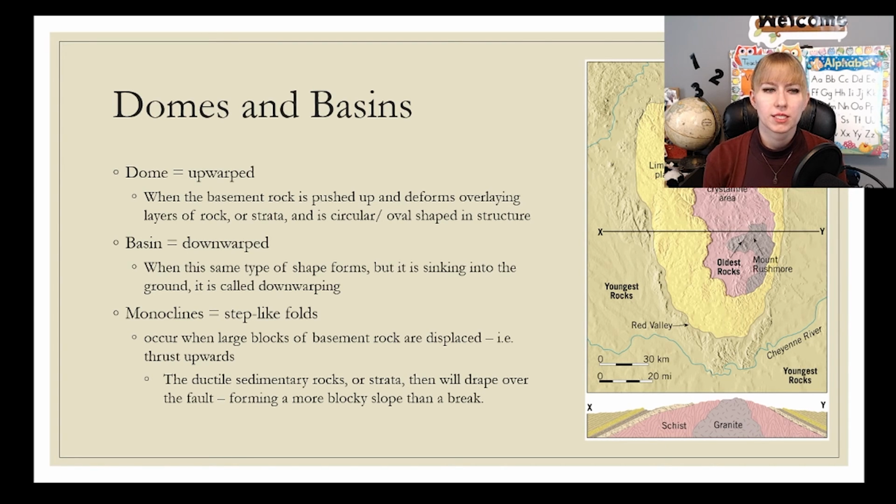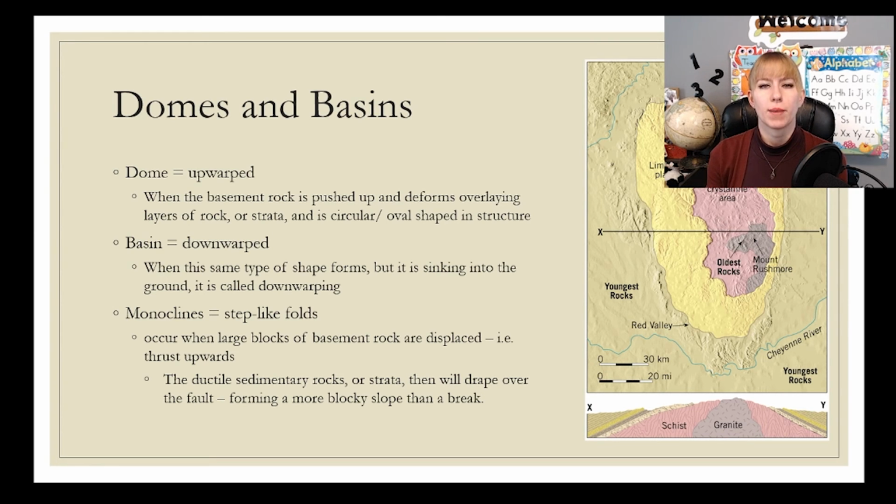Domes and basins are another type of ductile deformation that happens when basement rock is pushed up and deforms overlaying layers of rock or strata, and it is circular or oval in shape and structure. It is called a dome, particularly when there isn't any broken parts or sheeting, which is a type of erosion. When the same type of shape forms, but it is sinking into the ground, it is called downwarping and forms a basin.